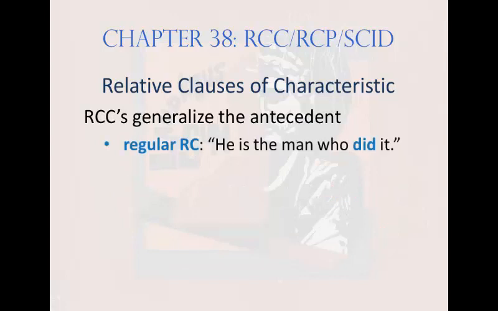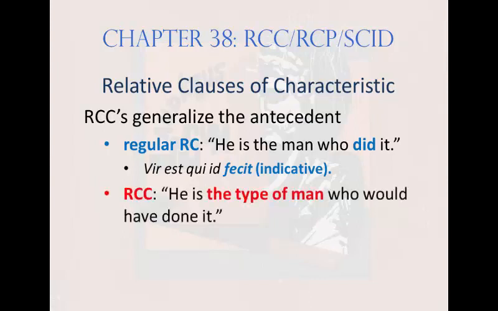A regular relative clause like he is the man who did it will be vir est qui id fecit. The verb fecit is indicative, indicating that he's the man who actually did it. A relative clause of characteristic, let's call them RCCs for the sake of brevity. An RCC, like he is the type of man who would have done it, will have a subjunctive verb and look like this: vir est qui id fecerit.